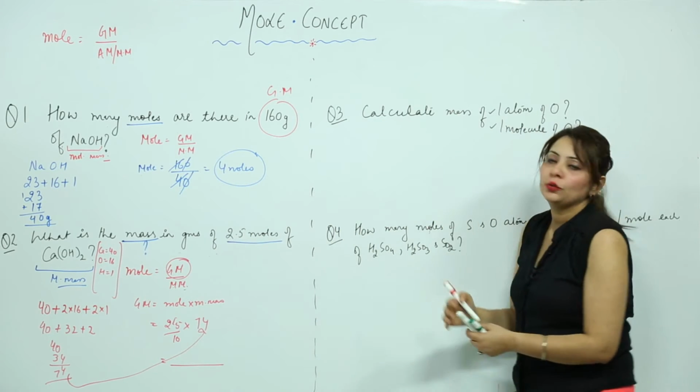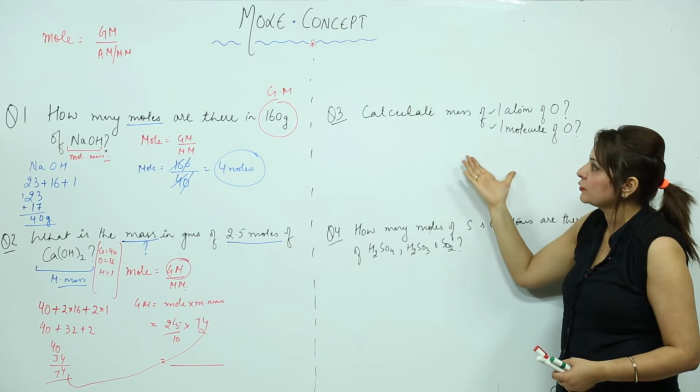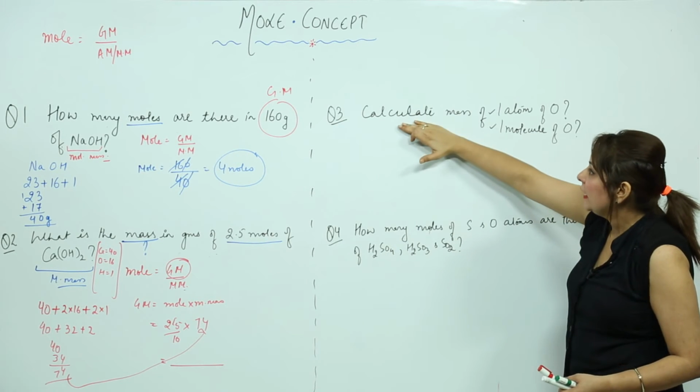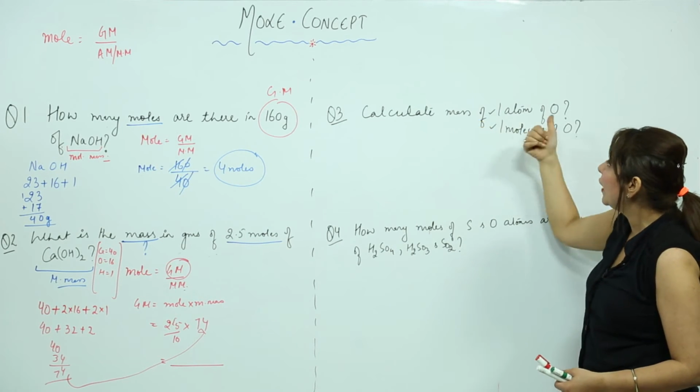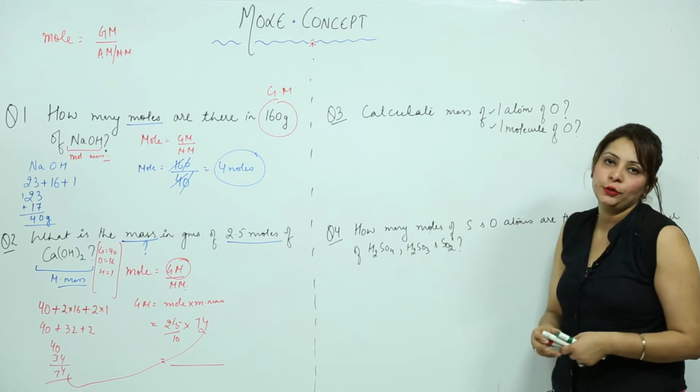Now look at the third question. What you have to find in this question is we need to calculate the mass of one atom of O, right, and calculate the mass of one molecule of O.